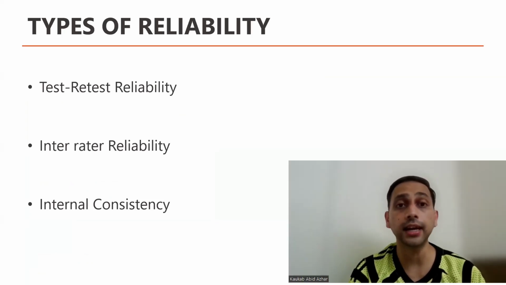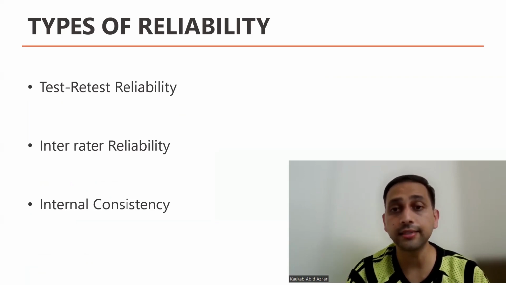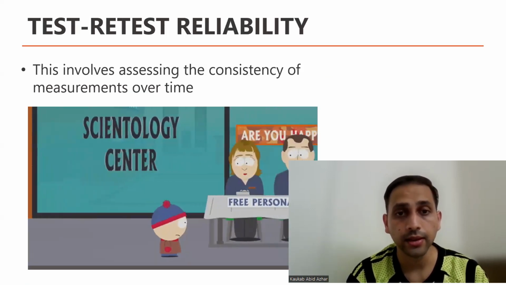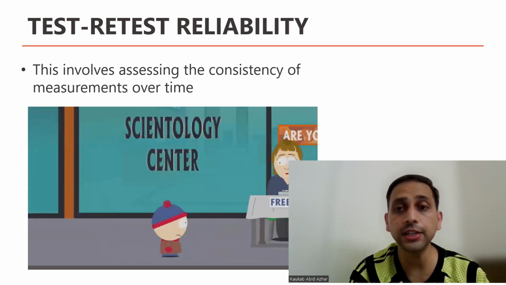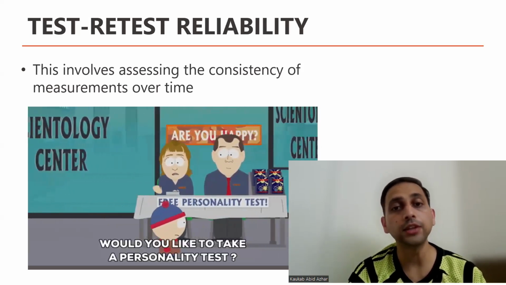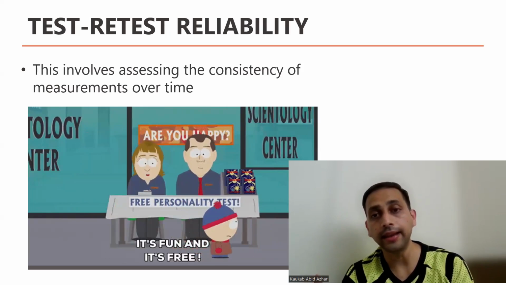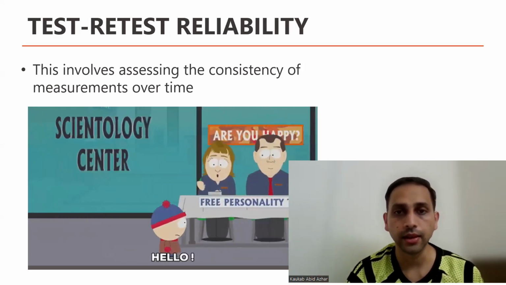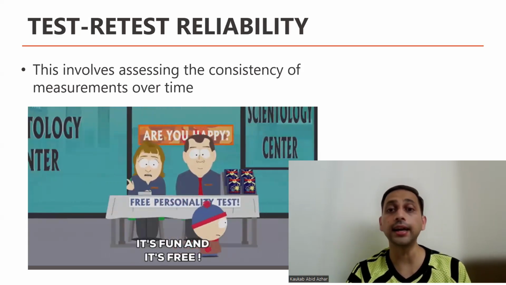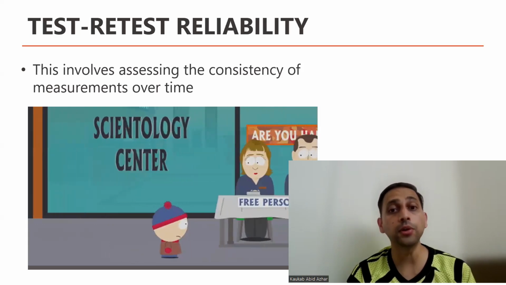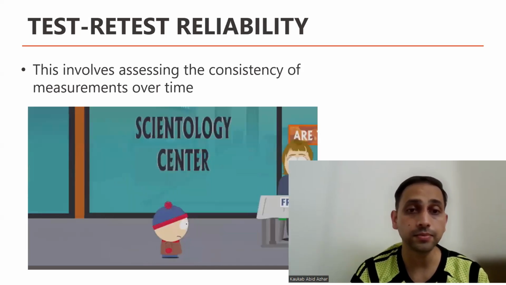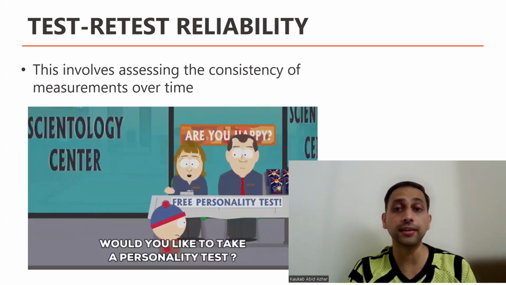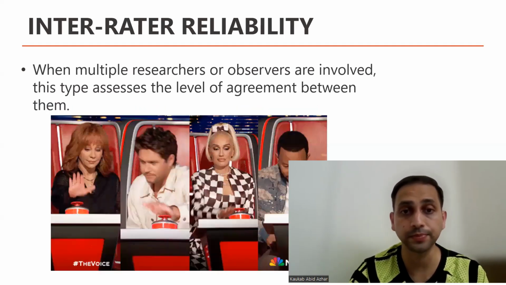Now, let's discuss the three types of reliability: the test retest reliability, inter-rater reliability, and internal consistency. Starting with test retest reliability, it involves assessing the consistency of measurements over time. Imagine you take a personality test today and then take the same test a month later. If your results are similar, the test has high test retest reliability. This is important because it shows that the measurement is stable over time. But without it, you couldn't trust the results to be consistent, making it hard to draw any reliable conclusions.